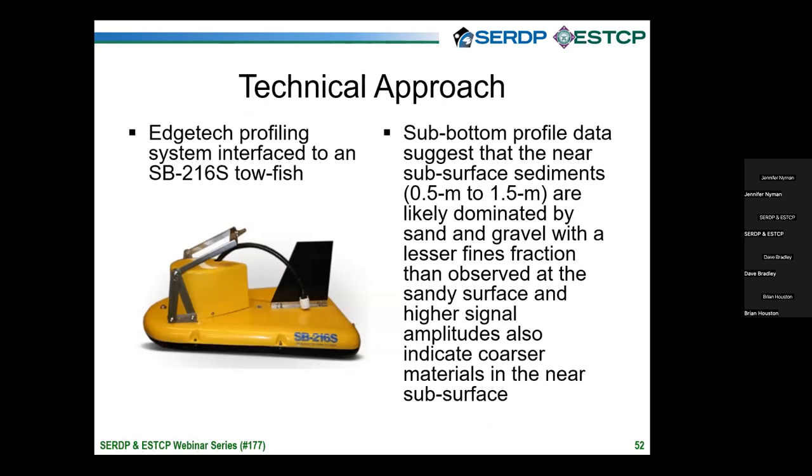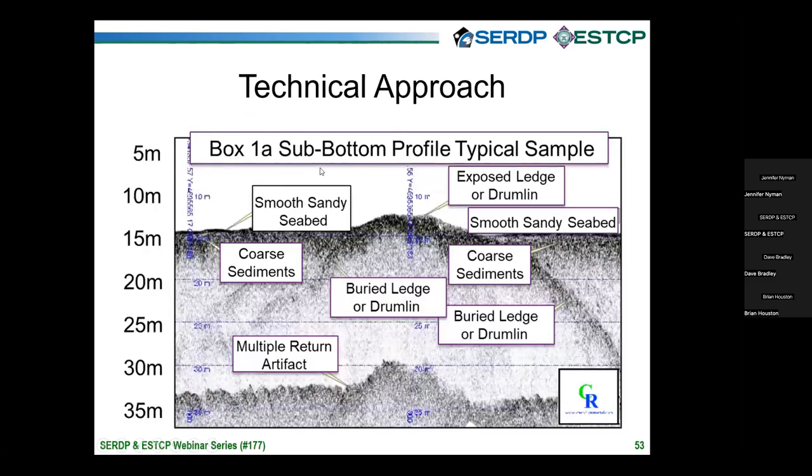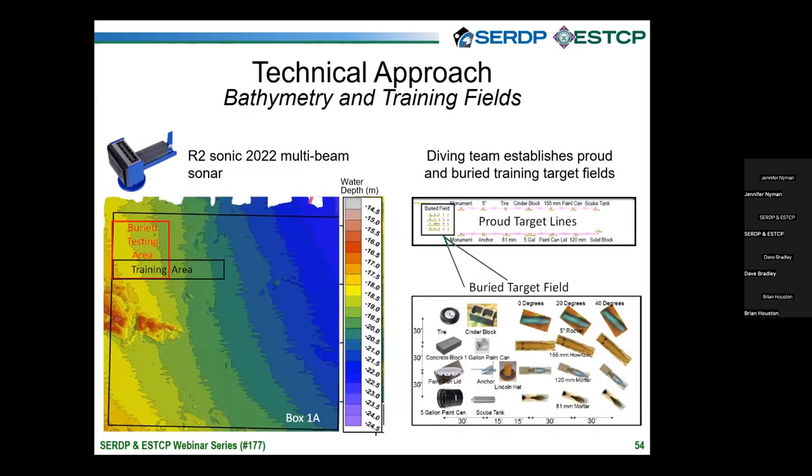We also used sub-bottom profiling, conventional sub-bottom profilers, the EdgeTech towfish, this 216S is something that we used. And then this is typical data that is extracted with that kind of information. This was data taken in box 1A. I'll also point out that we used penetrometers as well.